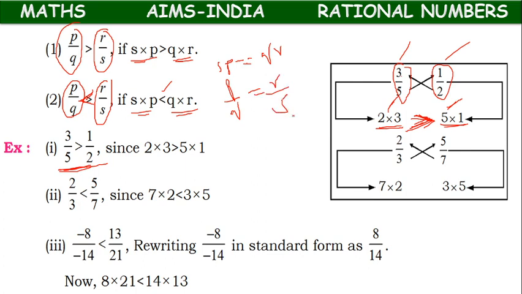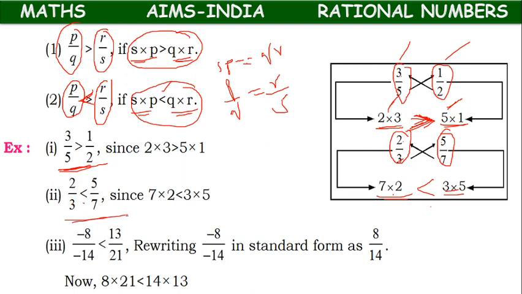As the products behave, in the same way the rational numbers also will behave. Suppose here you see 2 by 3 and 5 by 7, we have to compare. 2 into 7, 14. 3 into 5, 15. 14 is less than 15. So 2 by 3 is less than 5 by 7.